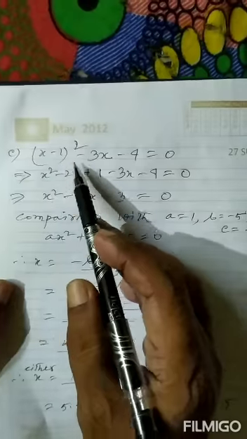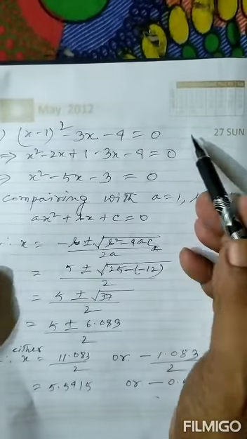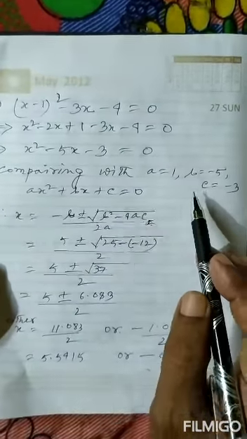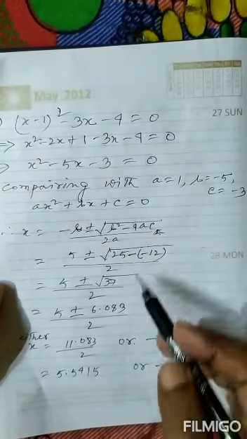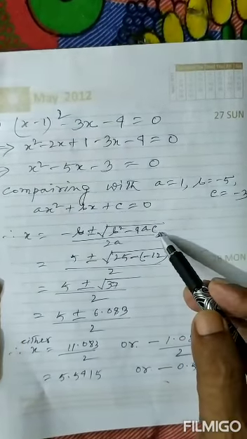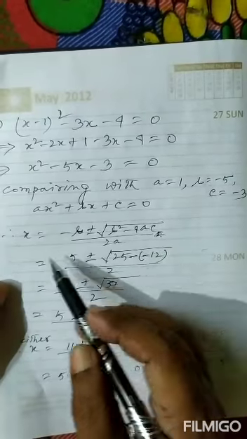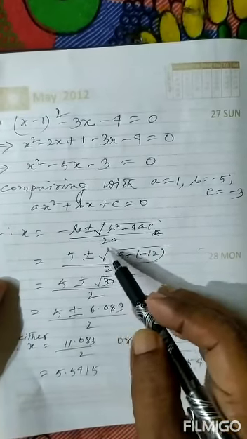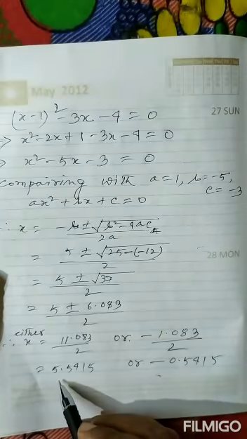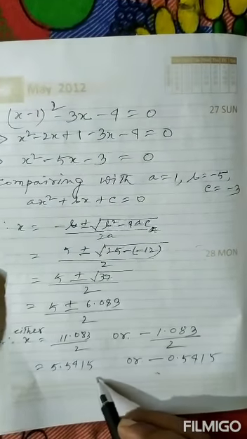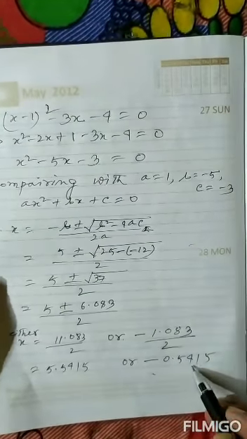Another question: x minus 1 whole square minus 3x minus 4 equal to 0, or the ultimate equation is x square minus 5x minus 3 equal to 0. By using the Sridharacharya formula, we get x equal to minus b plus minus root over b square minus 4ac by 2a. Ultimately x equal to either 5.5415 or minus 0.5415.